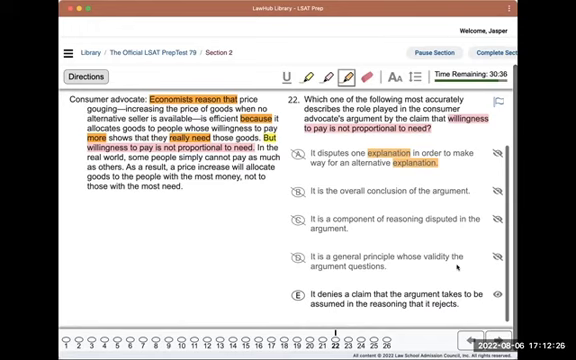It denies a claim that the argument takes to be assumed in the reasoning that it rejects. Yes, it does. So it's saying willingness to pay is not proportional to need. The argument is taking that as being assumed by the economists, and the economist reasoning is the reasoning that it rejects. So it's denying this claim, which they think is assumed by the economists in their reasoning about price gouging.